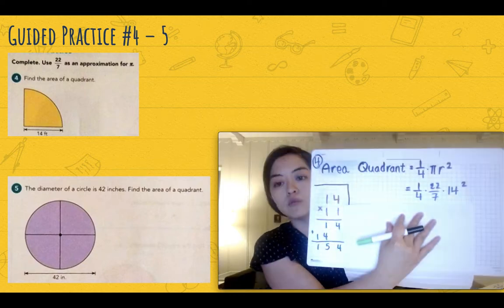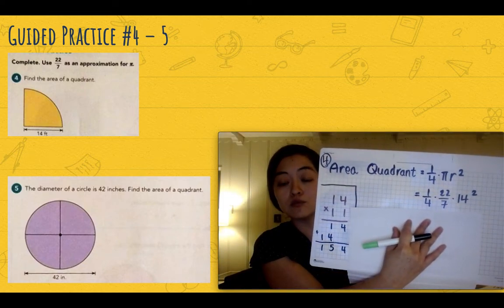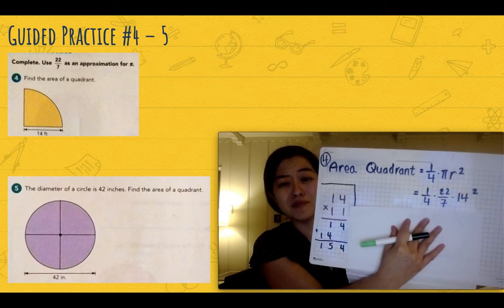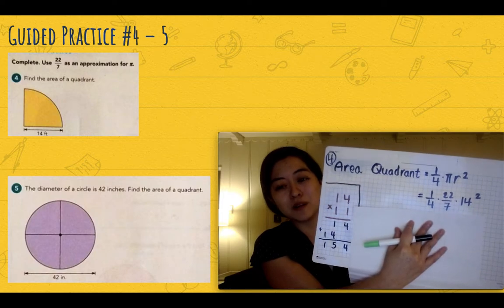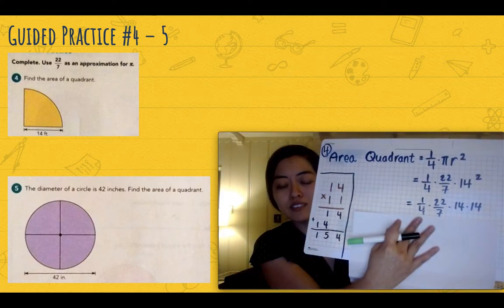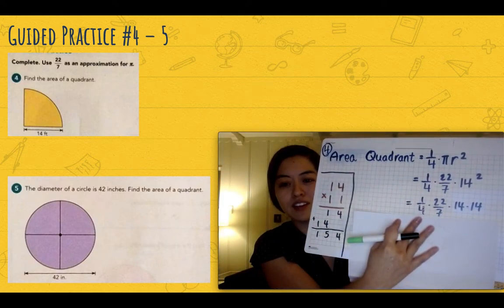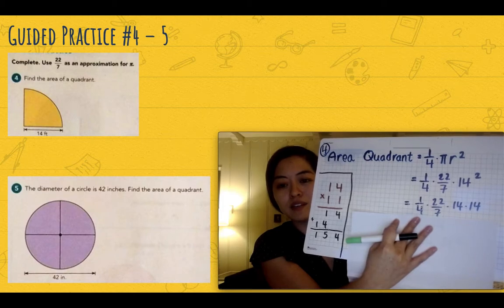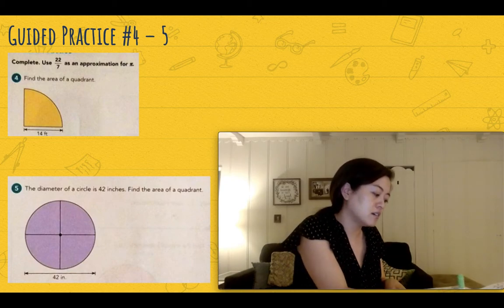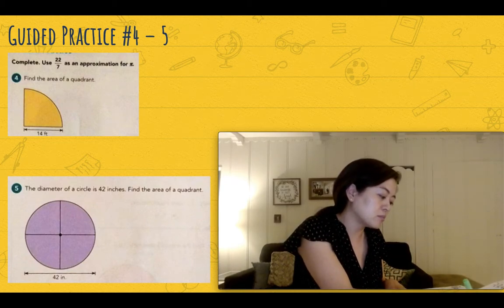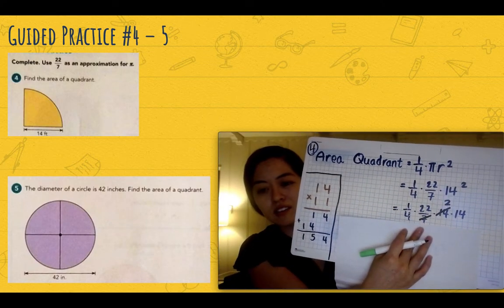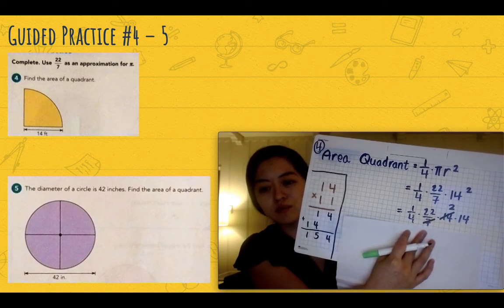So now I have 1/4 times 22/7 times 14 squared. But before I square 14, I'm going to see if I can simplify it a bit more so that I can work with easier numbers. I know that 14 squared means 14 times 14. And ooh, I like this because I see I can cross out the 7 here, and that'll become a 2. You see that? I cross out the 7, and that'll become a 2 because basically I did 14 divided by 7, which is 2.